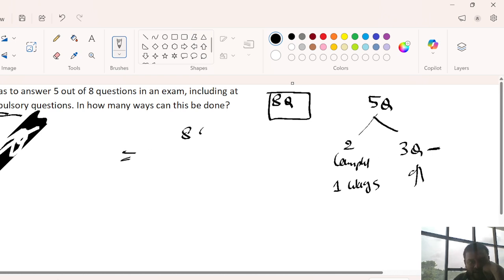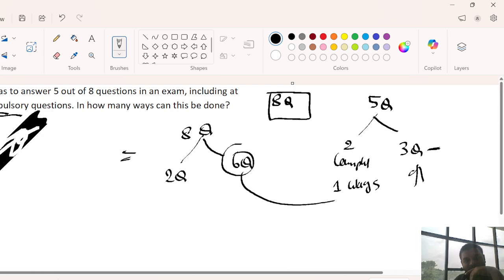Let us say total 8 questions are there. In that 2 compulsory questions are done. So remaining are 6 questions. From these six questions, we are going to choose three questions here. So two questions can be done in one way, and from six questions, three questions will be chosen in 6C3 ways.